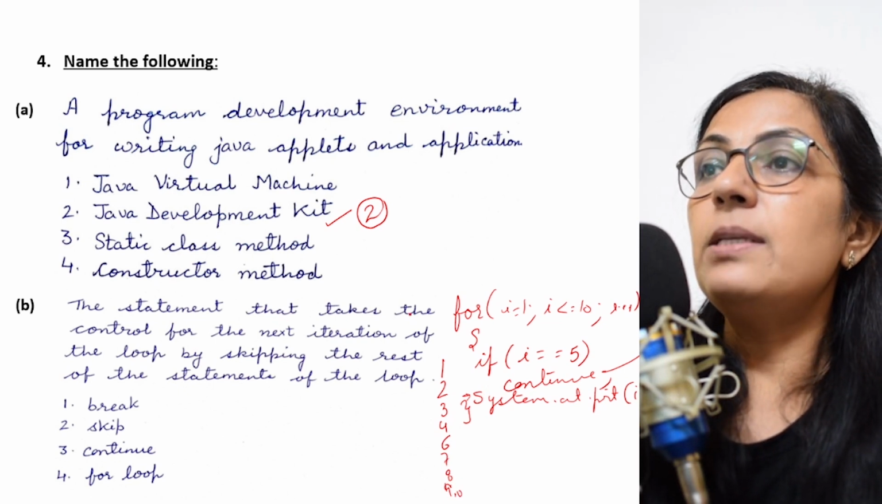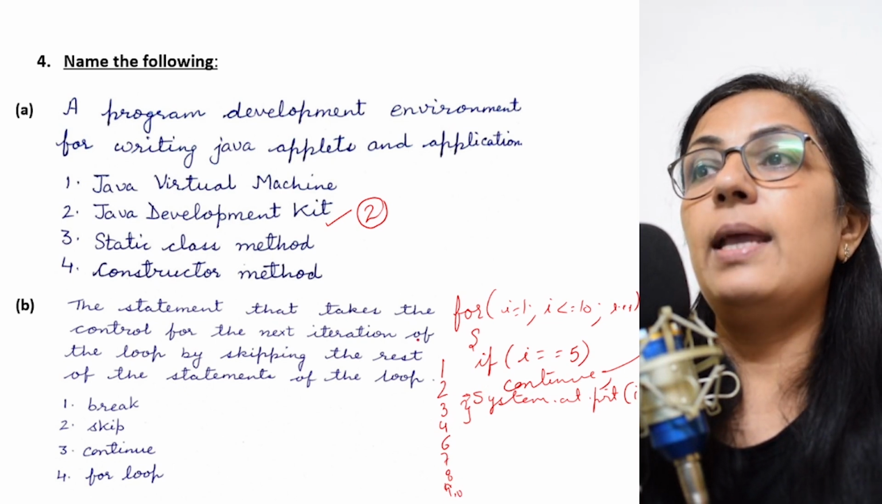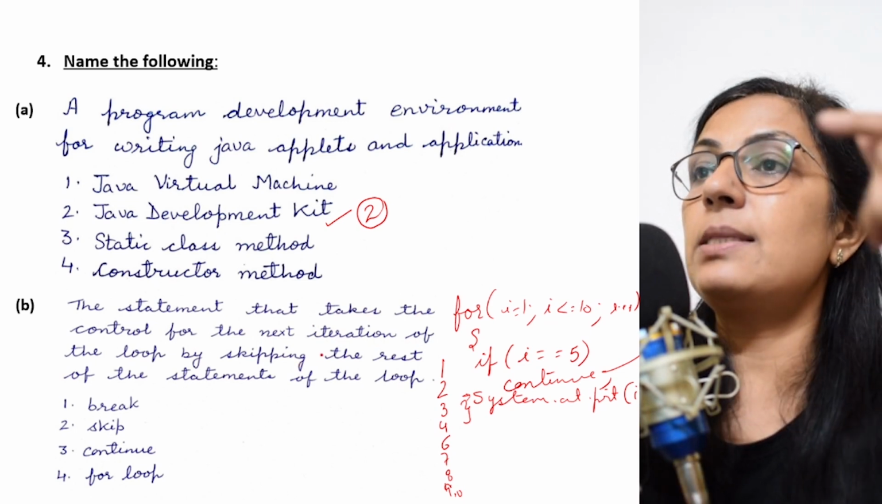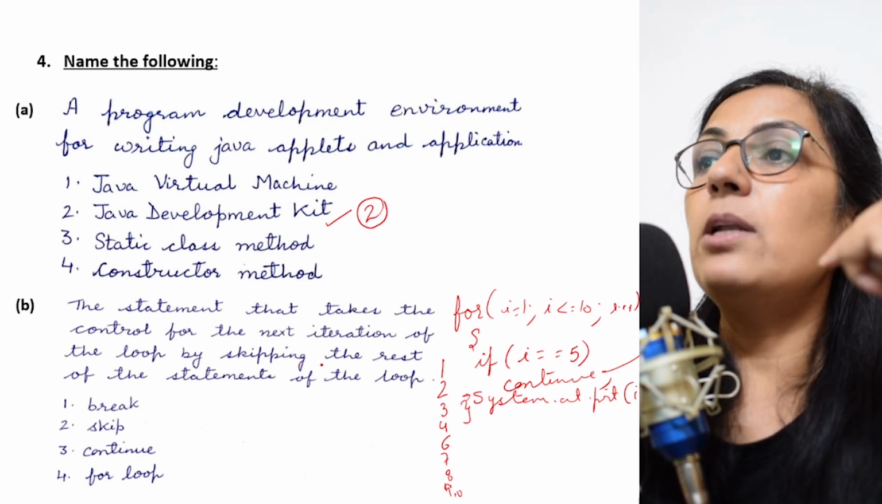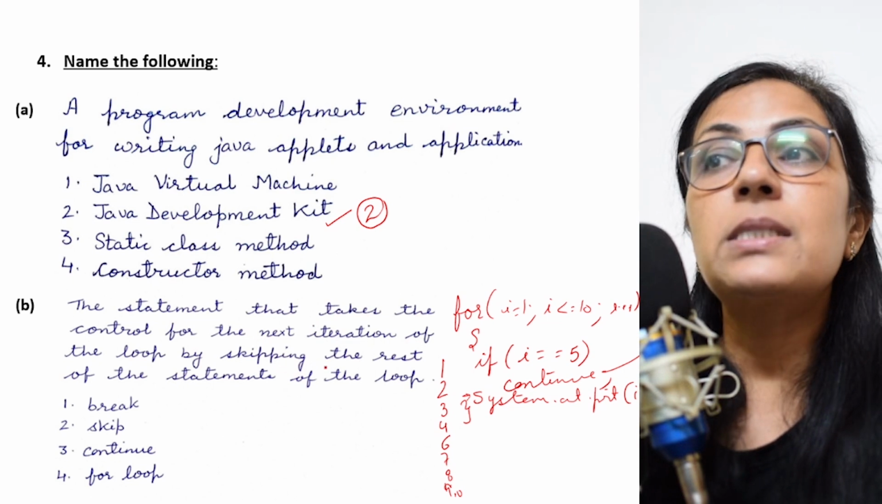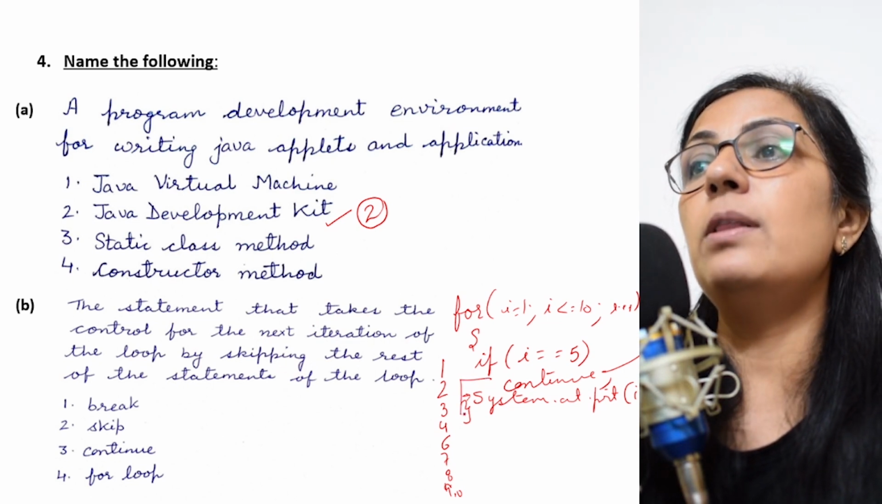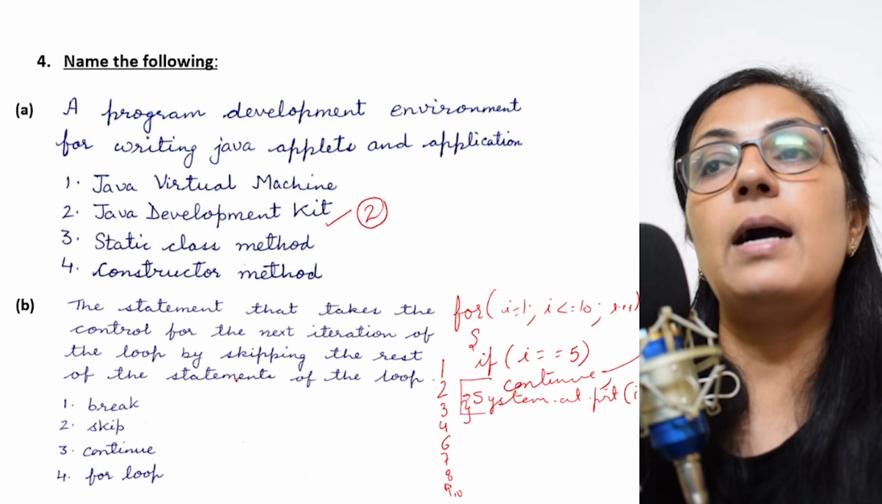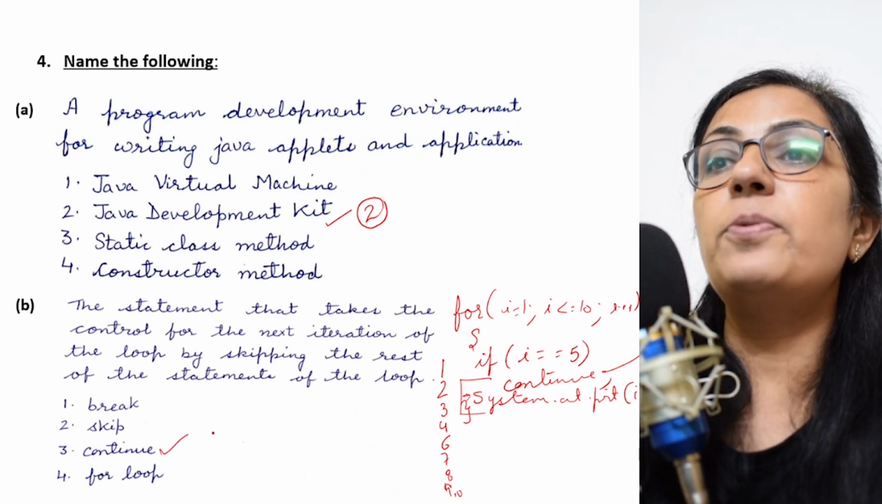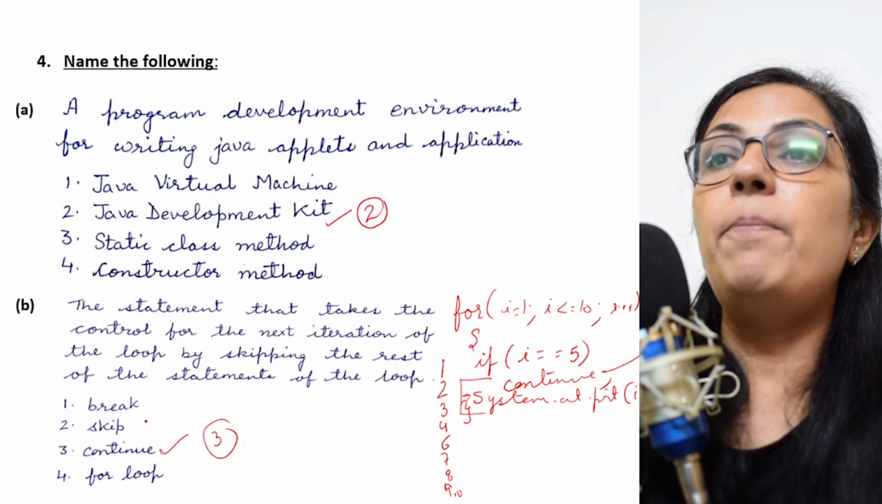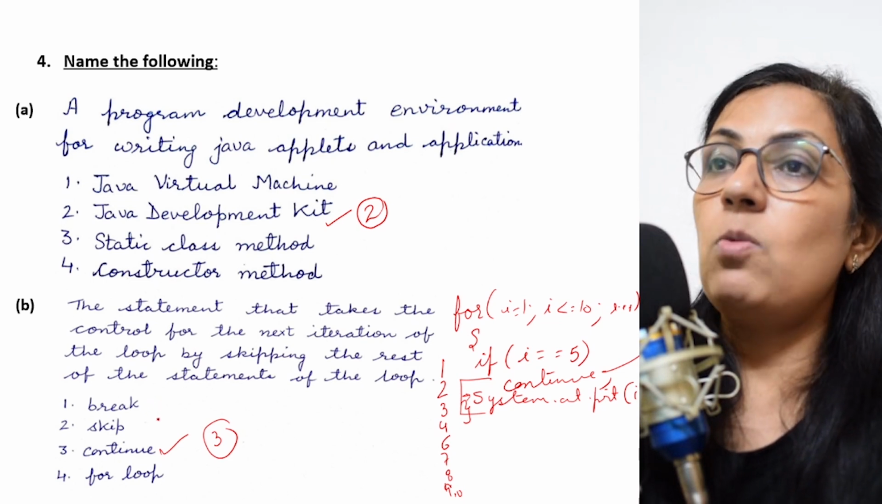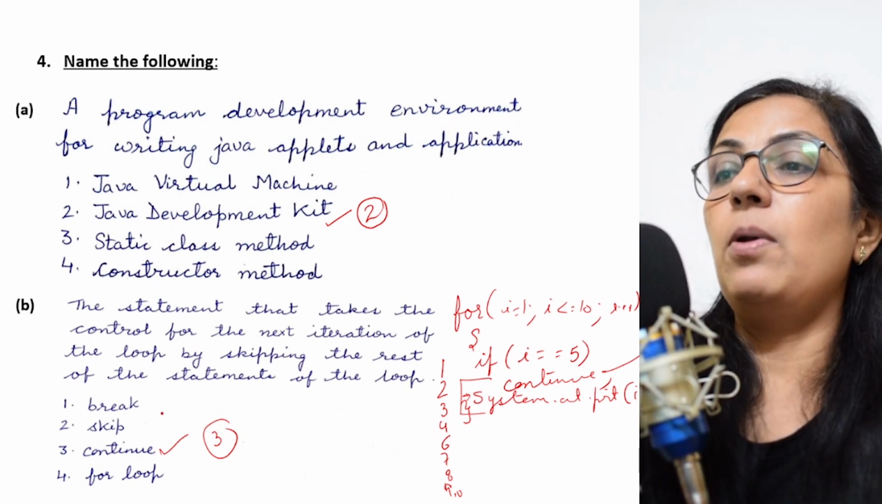So the statement that takes the control for the next iteration of the loop takes the program control to the next iteration by skipping the rest of the statements. All the statements which are given here are skipped. So the correct option is continue. Break will take you out of the current block, right?